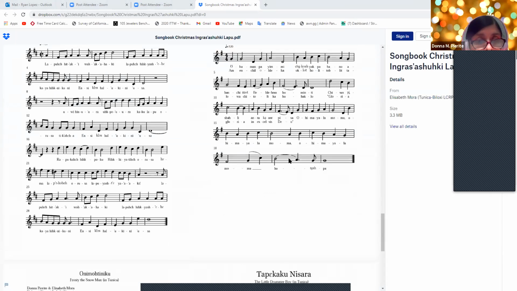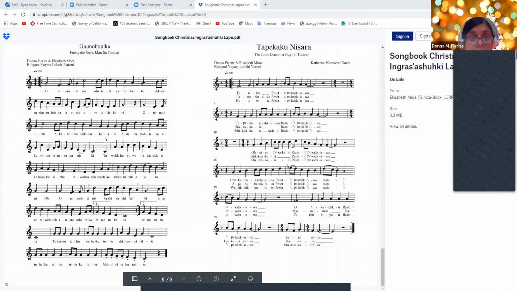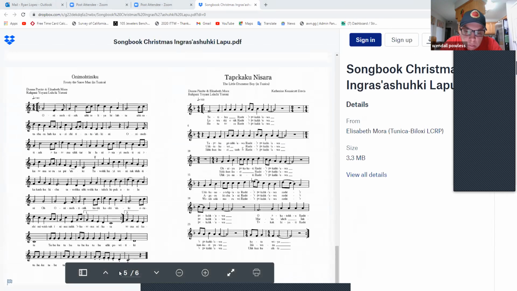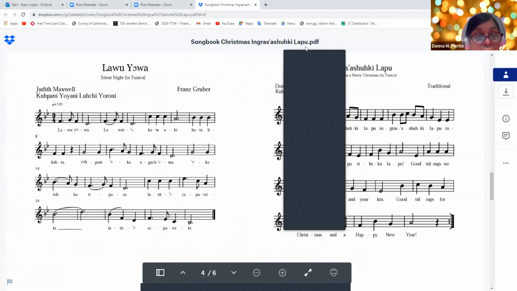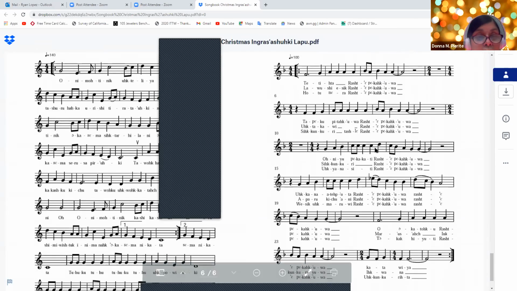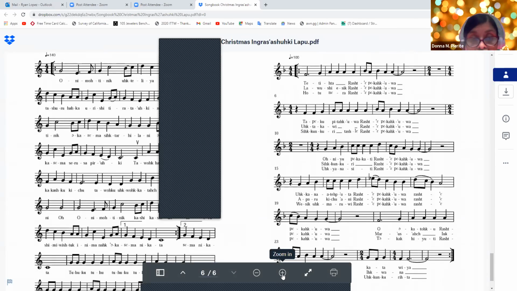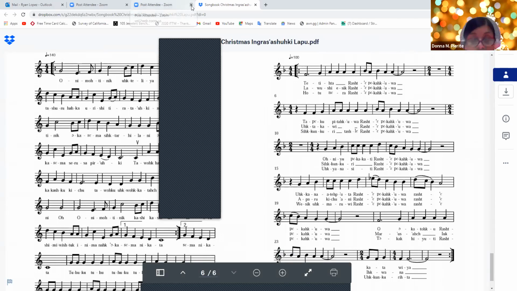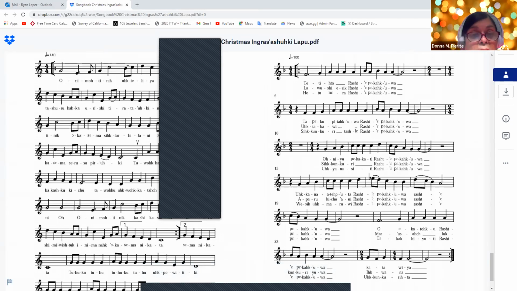Let me try the Drummer Boy first. Tapeka is the drummer, and Nisara is a young drummer. So we call the drummer boy like that. I'm just going to sing the first stanza so you can hear it. Then we're going to practice We Wish You a Merry Christmas in Tunica in a repetitive way. I could probably sing better than this, but my voice is tired from all day.